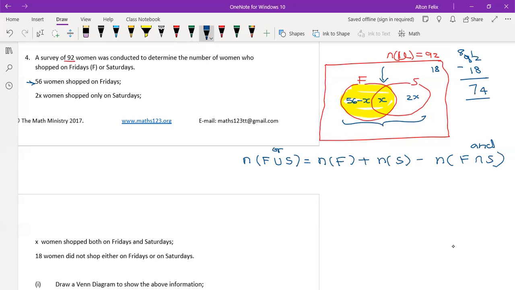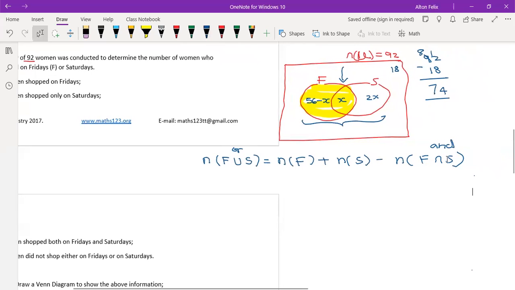So let's look at the question. So the first part says draw a Venn diagram to show the above information, right? So we did that. So let's take a sneak peek at the other parts of the question below there. The second part says what?